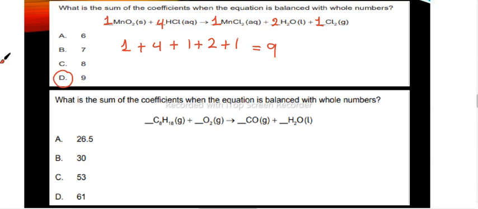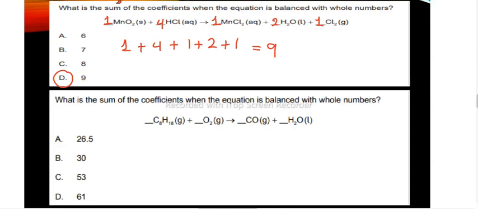Now, what is the sum of the coefficients when the equation is balanced with whole numbers? Another time, this is a combustion chemical reaction. But in this situation, it is incomplete. As you can see, there is carbon monoxide. This will not affect at all the way of thinking.